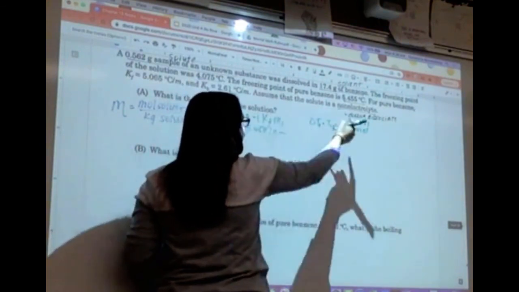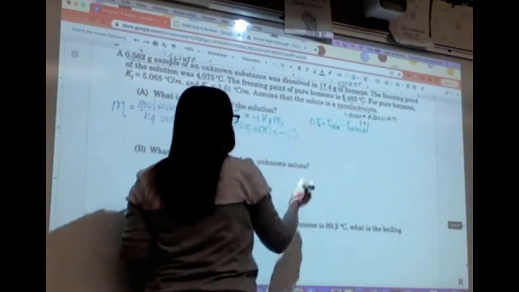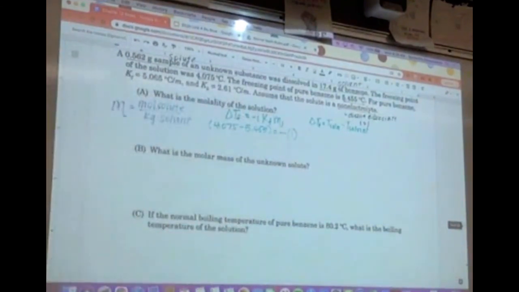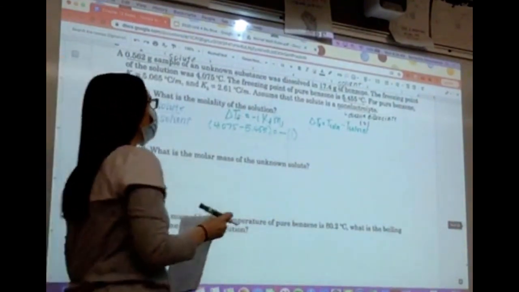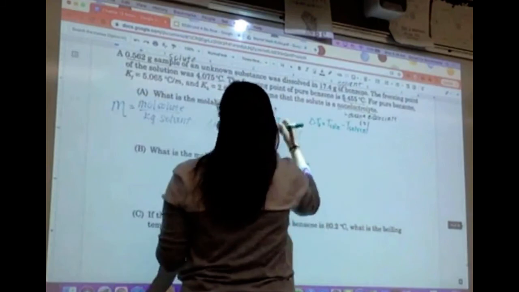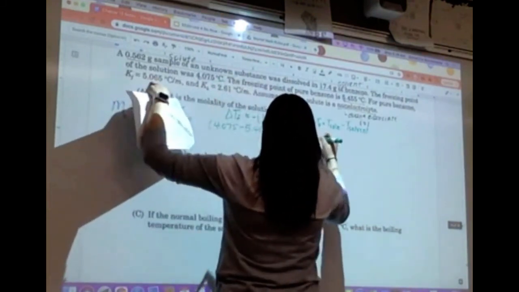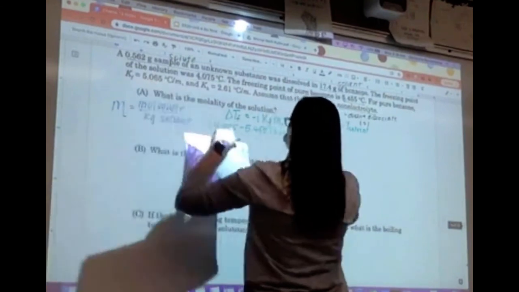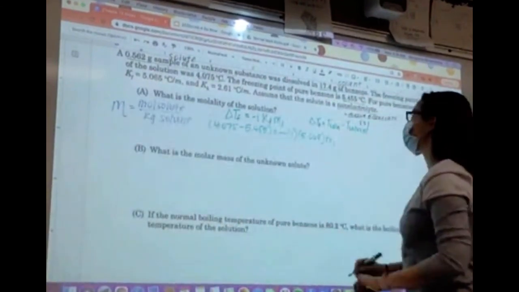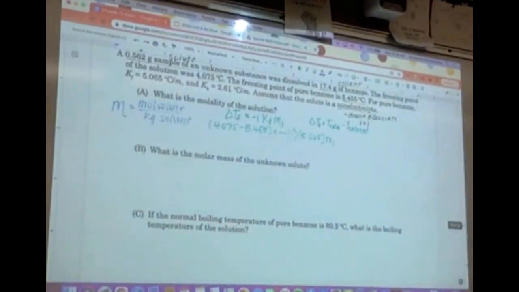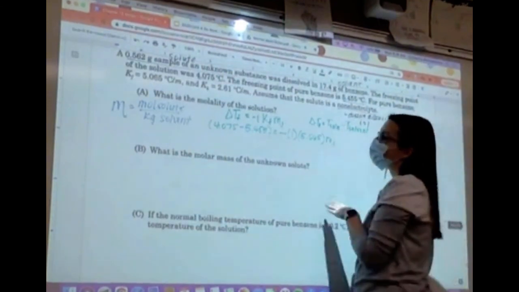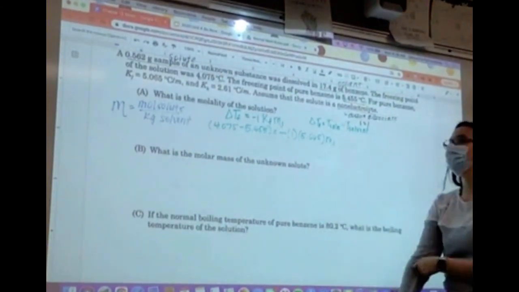i, we've said, is 1 because this is a non-electrolyte. It does not break apart. KF is a constant, 5.065. And m is molality. That's what we're solving for. So we can find the molality of a solution using freezing point information.